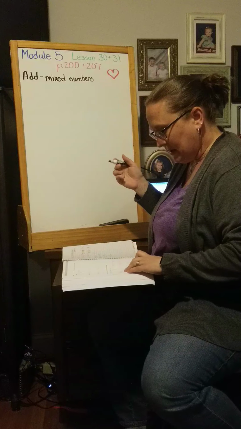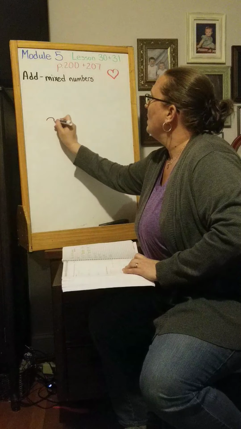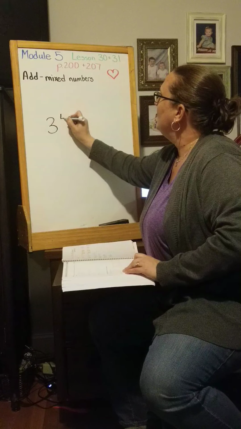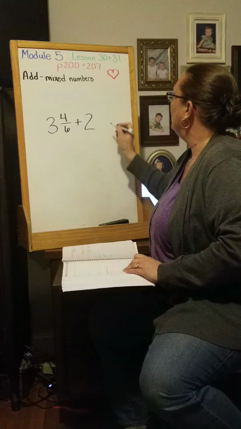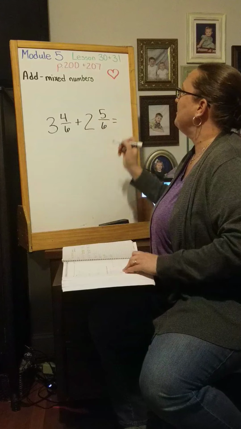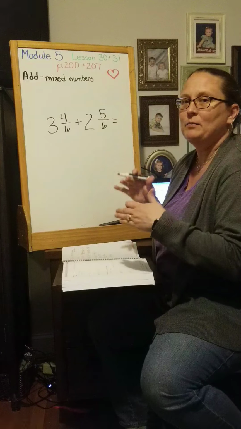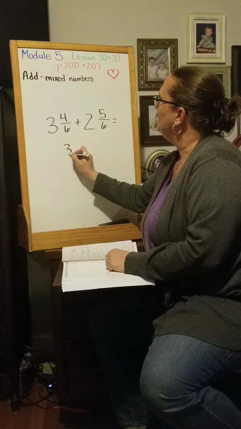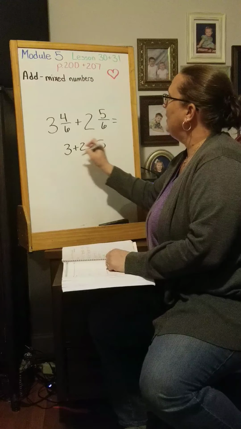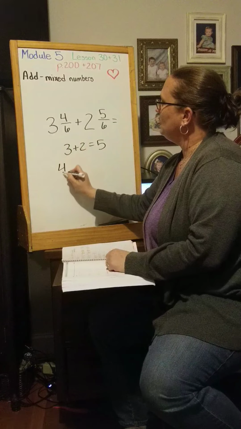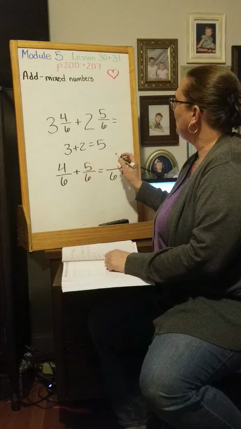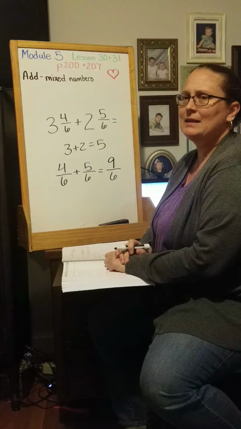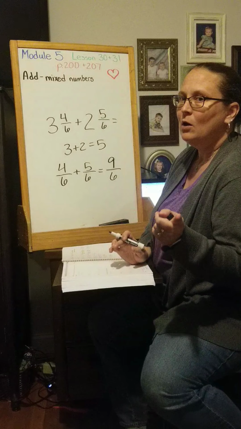All right. So we'll do just a couple more problems. We have 3 and 4/6 plus 2 and 5/6. Okay? Again, add up your whole numbers, add up your fractions. 3 plus 2, that equals 5. And then add up your fractions. We have 4/6 plus 5/6. Denominators are the same. 6. Add up your numerators. 4 plus 5. That equals 9/6. That's greater than a whole, isn't it?